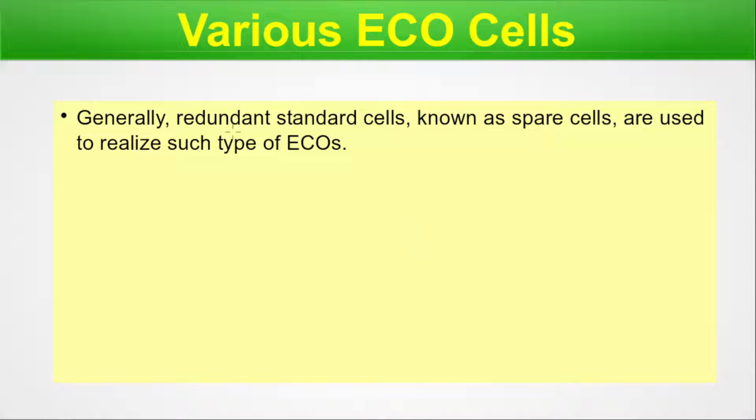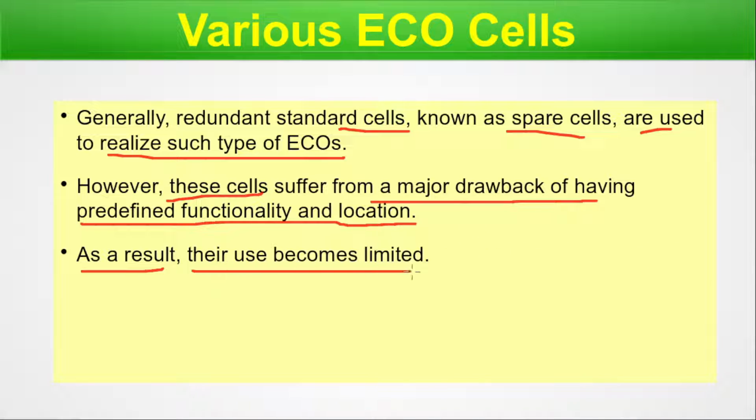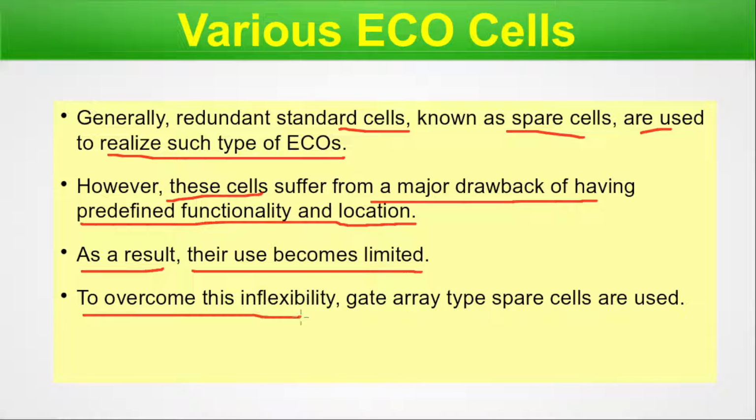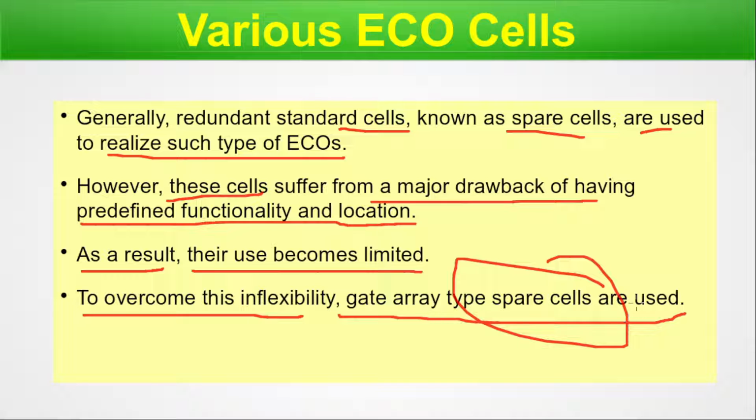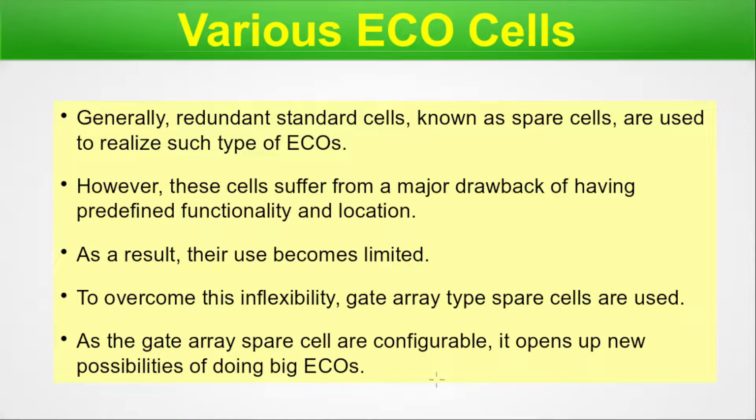Generally, redundant standard cells known as spare cells are used to realize the ECOs. However, these cells suffer from a major drawback, having predefined functionality and location. As a result, their use becomes limited. To overcome this inflexibility, gate array type spare cells are used. So here comes our spare cell to the rescue. As the gate array spare cells are configurable, it opens up new possibilities of doing ECO. So here we have talked about in general what types of ECO cells could be there and why they should be there. Now let's go specific on the next slide.